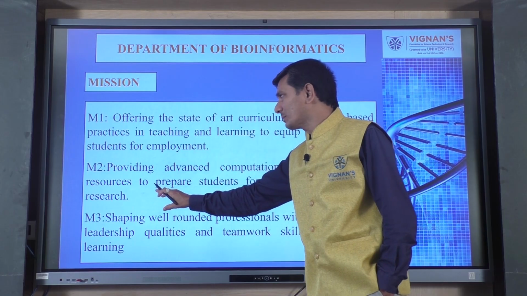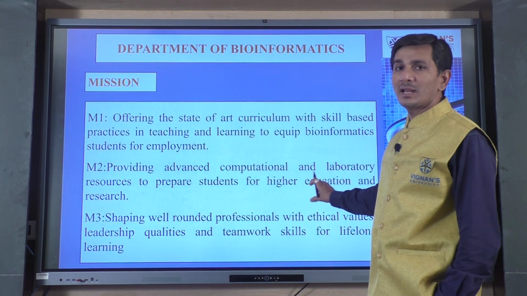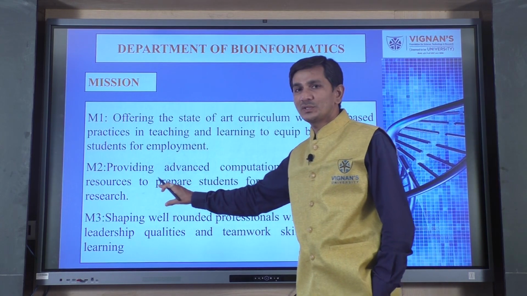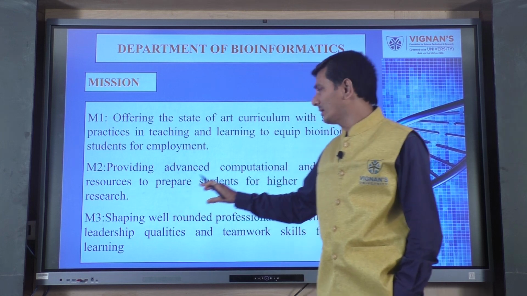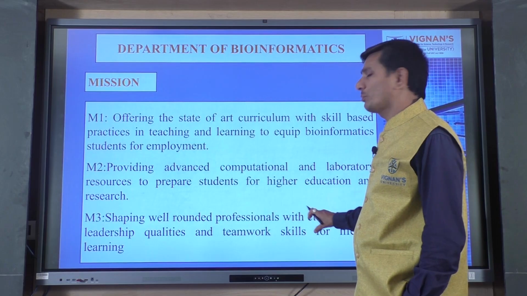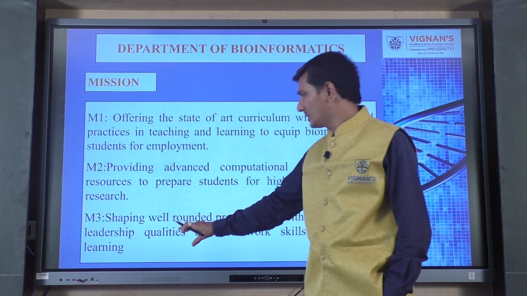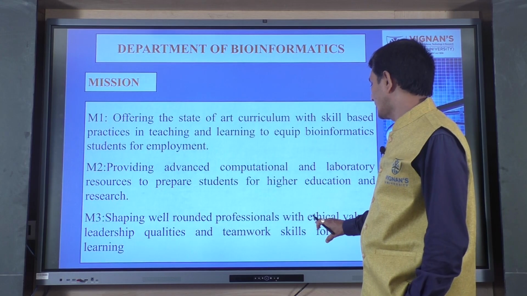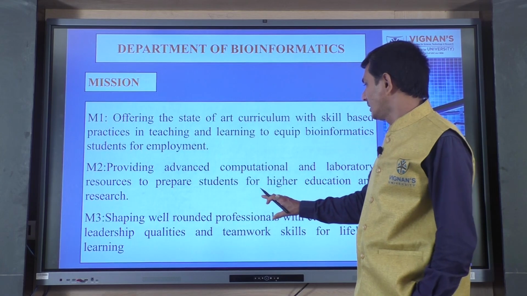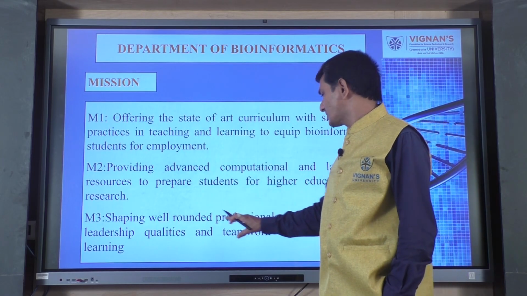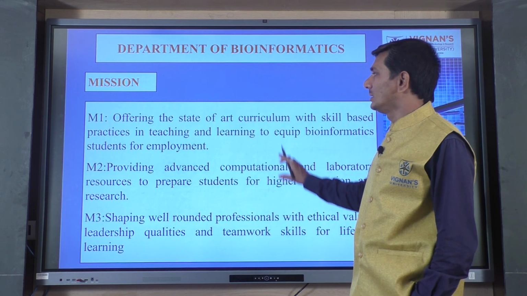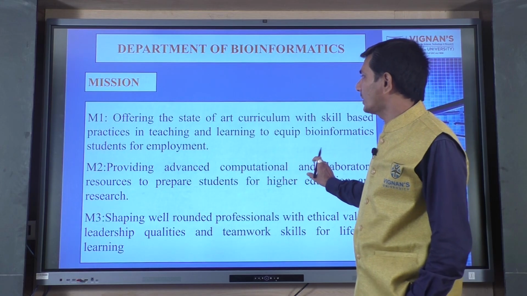Coming to the second mission statement: providing advanced computational and laboratory resources to prepare students for higher education and research. So, the second mission statement mainly focuses on higher education and research. Coming to the third mission statement: shaping well-rounded professionals with ethical values, leadership qualities and teamwork skills for lifelong learning. So, the third mission statement mainly focuses on developing leadership qualities and building teamwork skills for lifelong learning. These are the 3 mission statements of the Department of Bioinformatics.